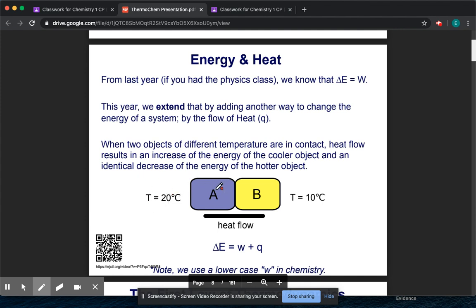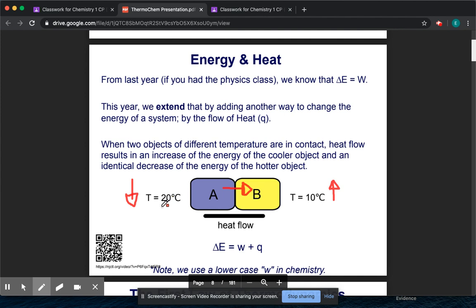On the left here, we have object A at 20 degrees, and on the right, we have object B at 10 degrees. They're touching, so you're going to get energy transfer from A to B. And that energy transfer is going to keep happening until they become equal. So temperature B is going to go up and temperature A is going to go down. And that's going to keep happening until they're equal. Now, it's not always one to one. What I mean by that is it's not going to be dead smack in the middle. It depends on the material.